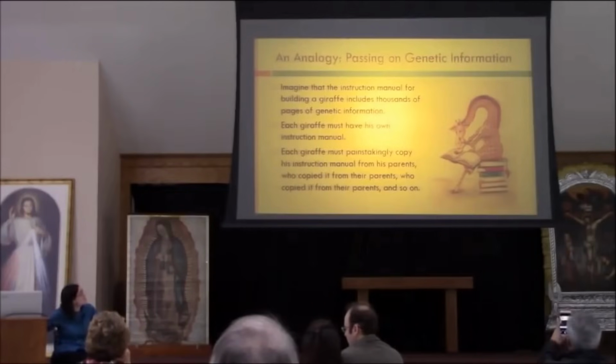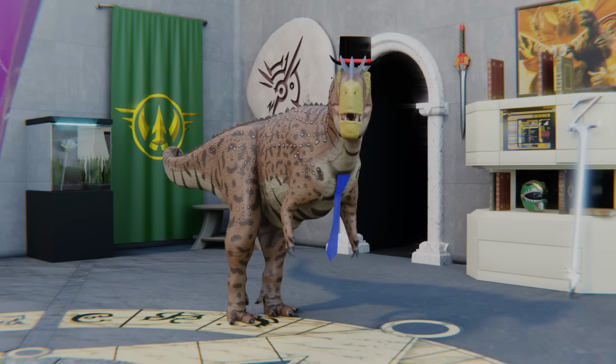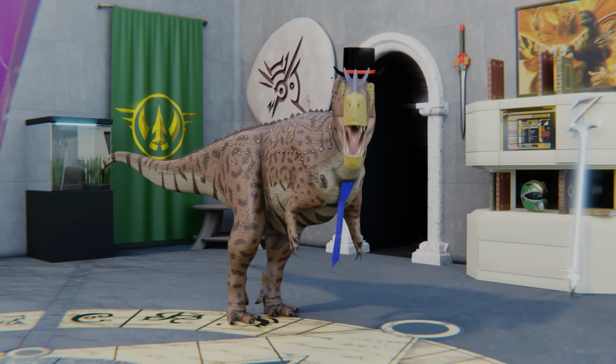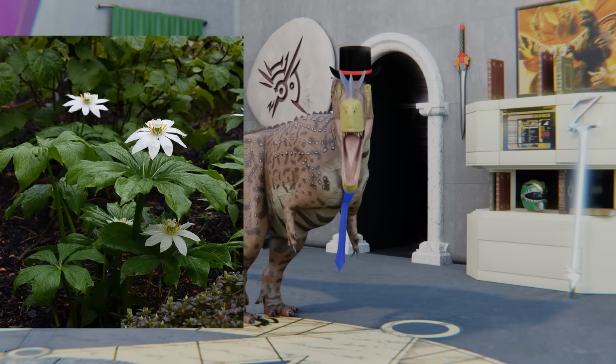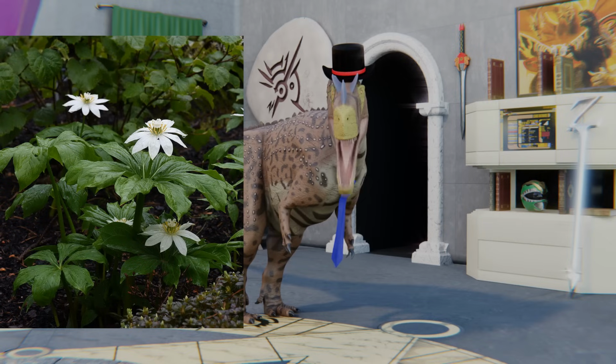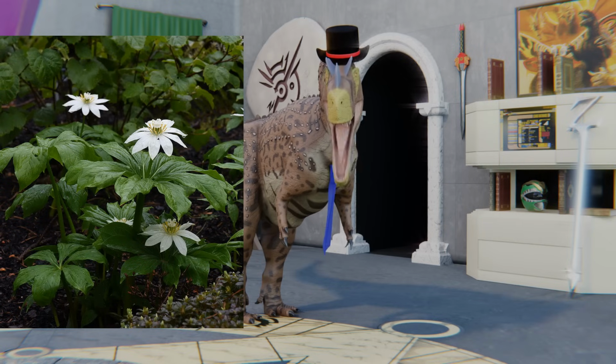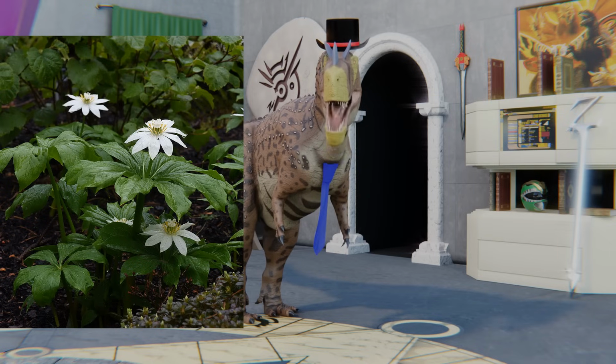Okay, so we're going to imagine that the instruction manual for building a giraffe is thousands and thousands of pages of genetic information. Specifically, it's about 2.55 gigabase pairs long. The genome of the Japanese canopy plant is about 149 gigabase pairs long. So does this cute little plant have more genetic information than a giraffe?